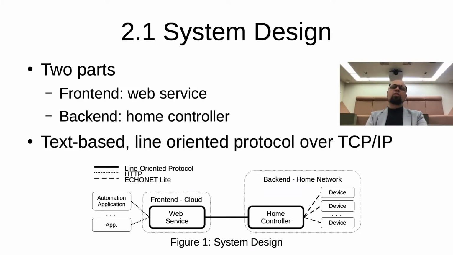Our implementation consists of a front-end and a back-end. The front-end of the system is a web service that is responsible for communicating with web clients. This front-end is suitable for deployment in the cloud. The backend of the system consists of a specialized home controller application, which is typically deployed in the home network and communicates with devices using the ECHONET Lite protocol. These two parts of the system exchange information using a simple, text-based, line-oriented protocol over TCP/IP sockets.